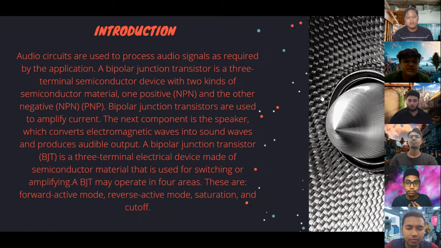A bipolar junction transistor (BJT) is a three-terminal electrical device made of semiconductor material that is used for switching or amplifying. A BJT may operate in four areas. These are the four areas: forward active mode, reverse active mode, saturation and cut off.